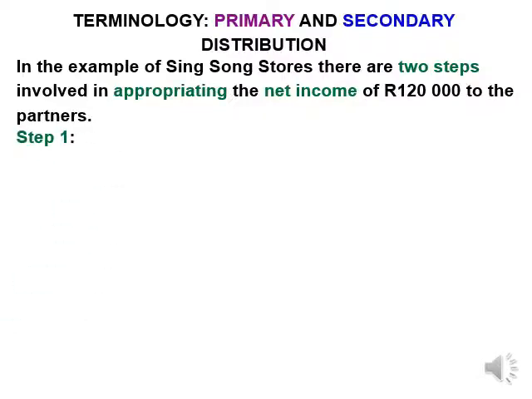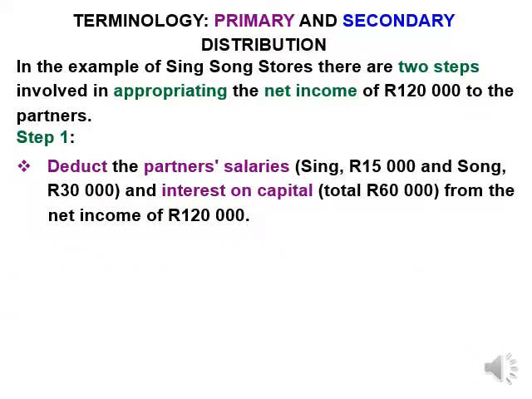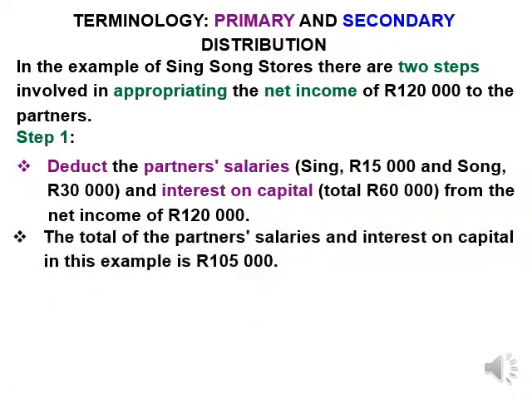The first step was to deduct the partners' salaries, Sing 15 and Song 30, and the interest on capital, a total of 60,000, from the net profit. So the total of the partners' salaries and interest on capital in this example is 105,000. So we first subtracted 105,000 from the 120,000, which is our net profit, transferred to the appropriation account from the profit and loss account.